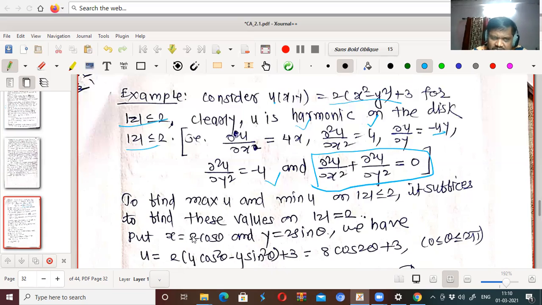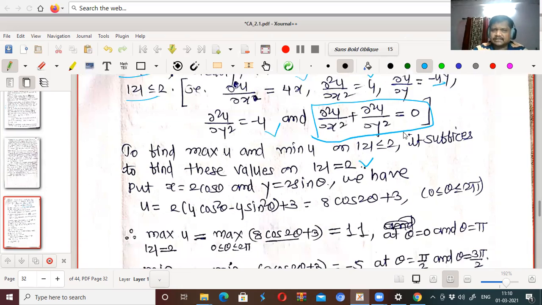Now, to find the maximum of u and minimum of u on mod z less than or equal to 2, it's sufficient to find these values on mod z equal to 2, because every harmonic non-constant function has its maximum or minimum on the boundary of this disk. So we only have to check on the boundary, mod z equal to 2. So for this, we put mod z equal to 2. What is it? It is a circle having center at origin and radius 2.